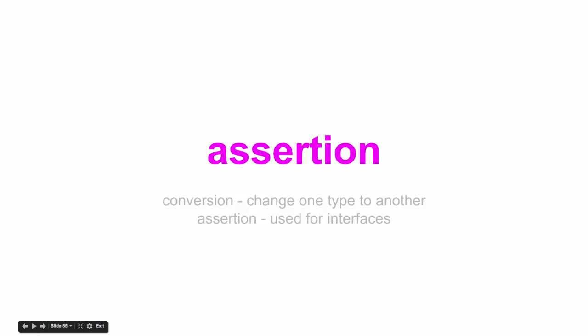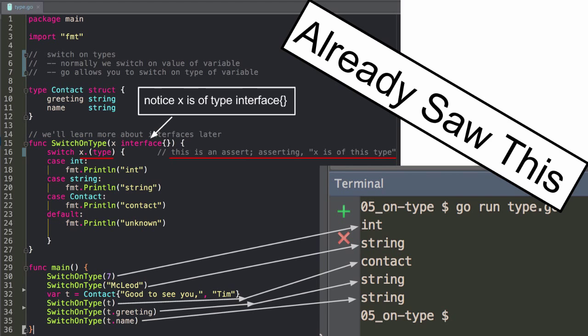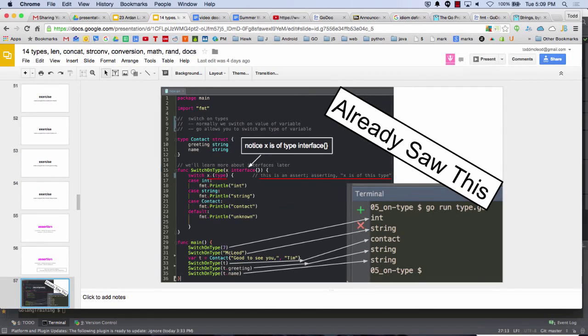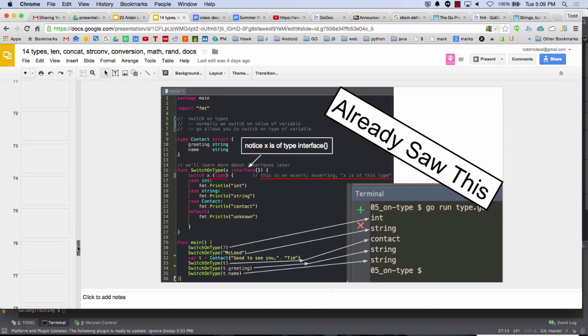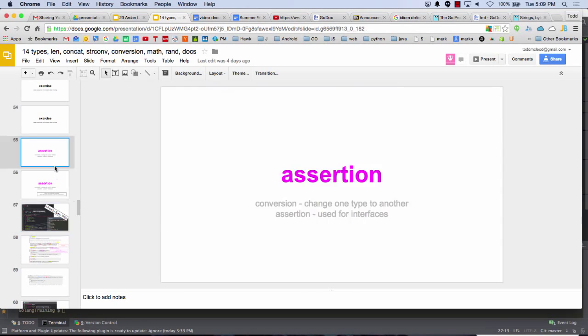So a couple exercises. We have conversion, which changes one type to another, and then assertion, which is used for interfaces. We'll learn more about interfaces as you gain exposure to them, you'll gain understanding. We already saw this, x is of type interface. Wow, this is a long presentation. So maybe we'll just take a pause here and pick up on assertion in a minute or next week. Let's see what else we've got going.